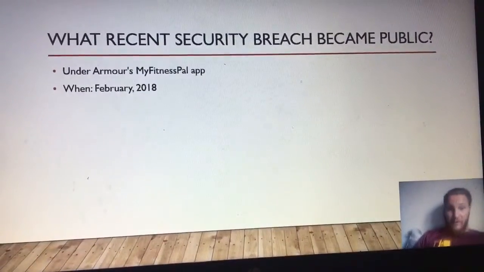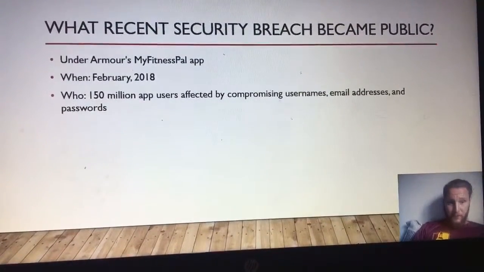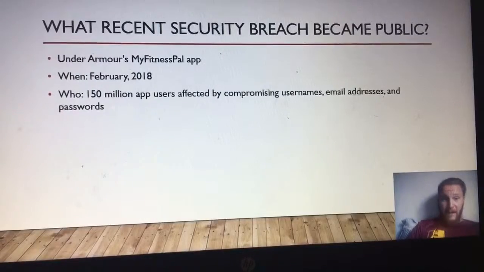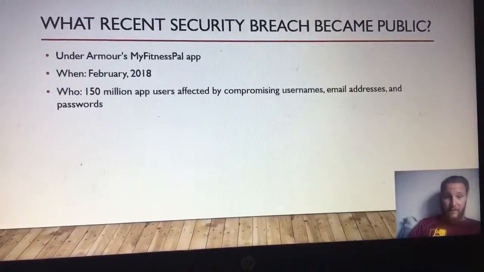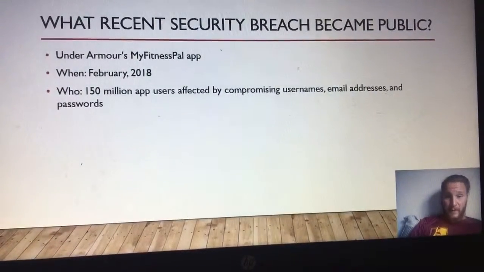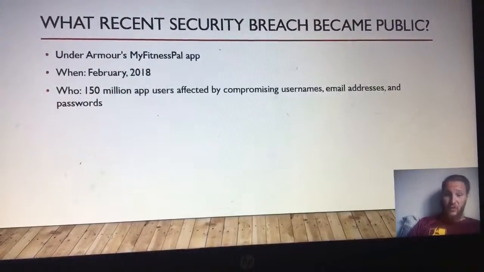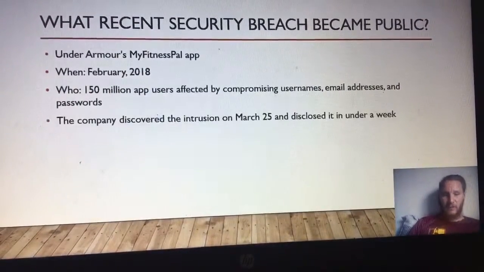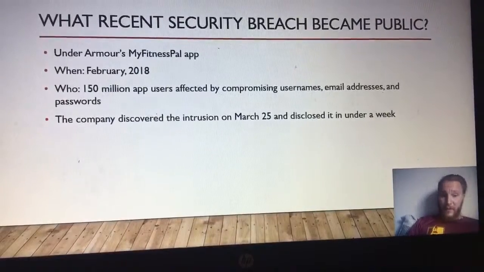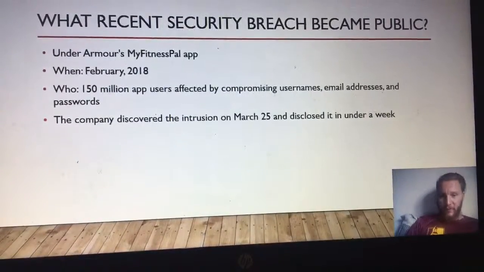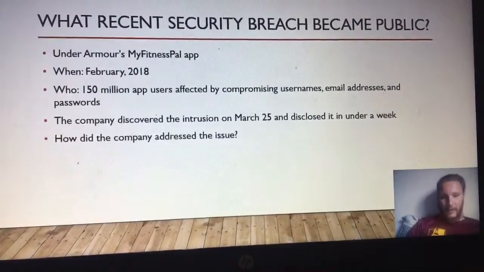So when did it happen? In February 2018. Who got affected? 150 million app users were affected, with usernames, email addresses, and passwords compromised. The company discovered the intrusion on March 25th and disclosed it in under a week.